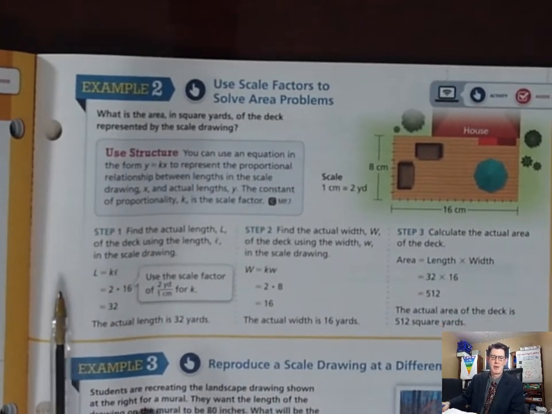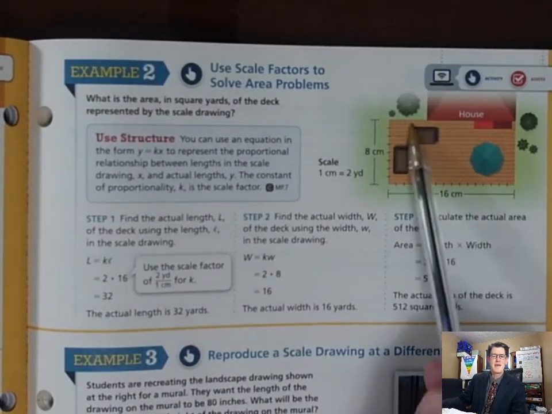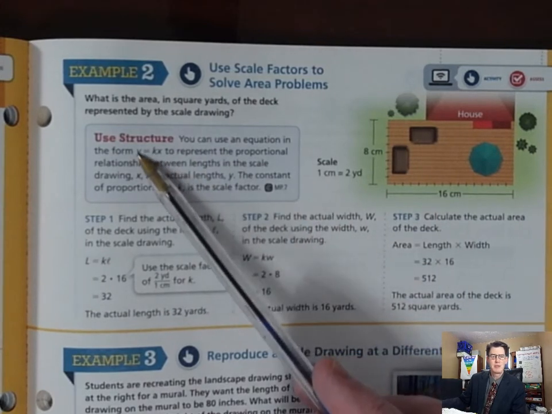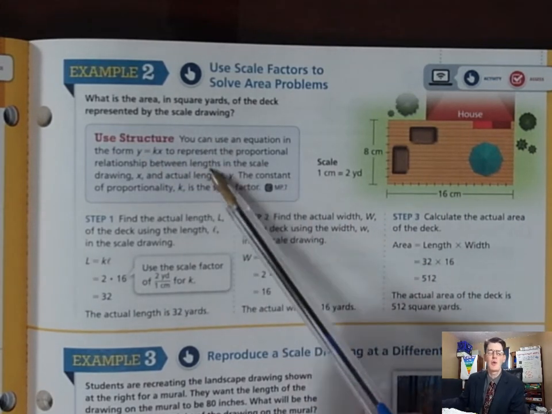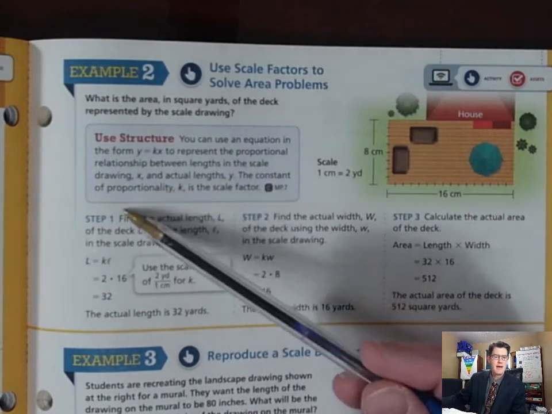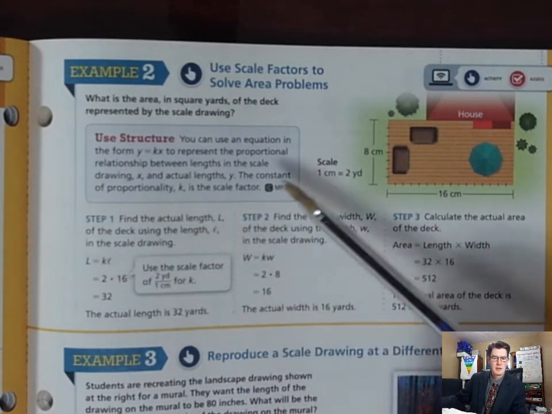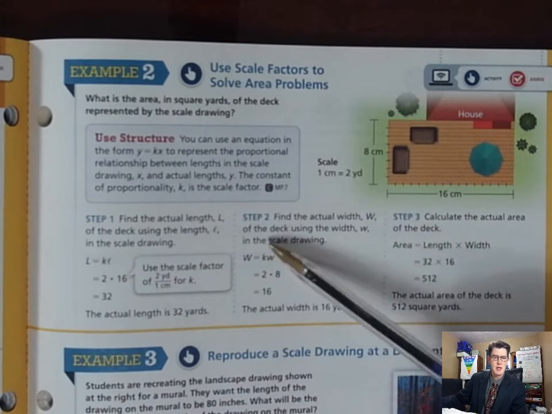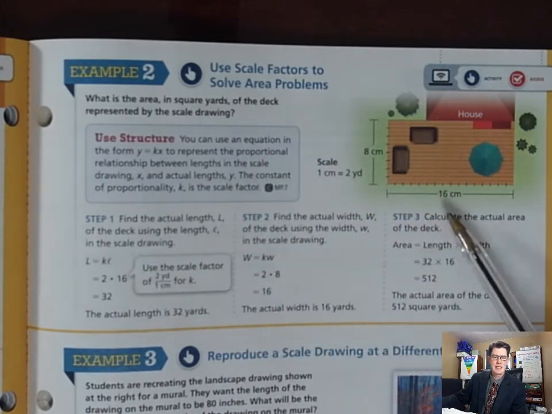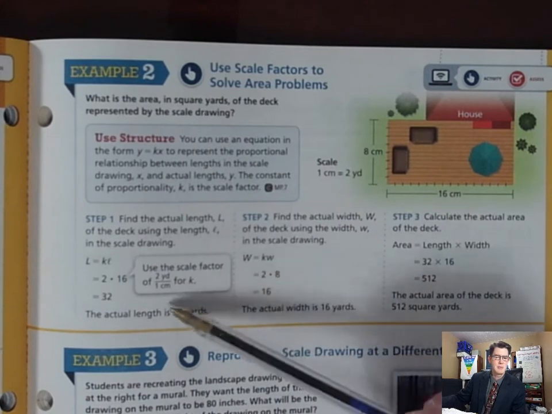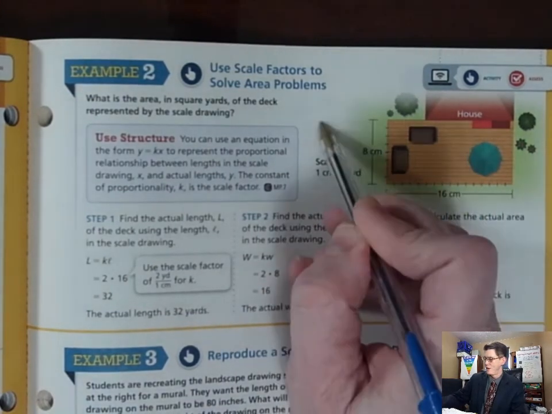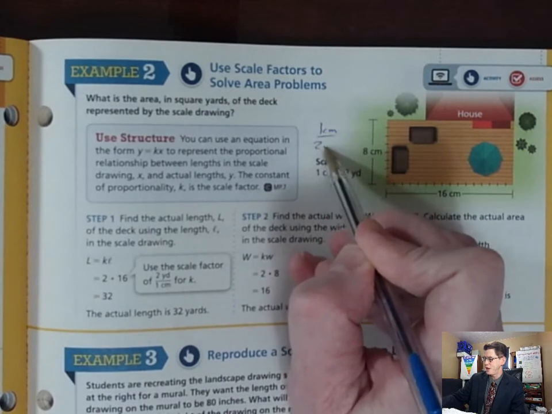On this example, you have to find the area, so there's an extra step here. They want you to use the scale factor. Just use the one that you're most comfortable with, whether it's a proportion or the scale factor. They found using the scale factor of 1 centimeter is 2 yards. So they entered it in to get the 16 down here. So the 16 times 2 is 32. But if you use a proportion, you'll get the same thing. 1 centimeter is 2 yards.